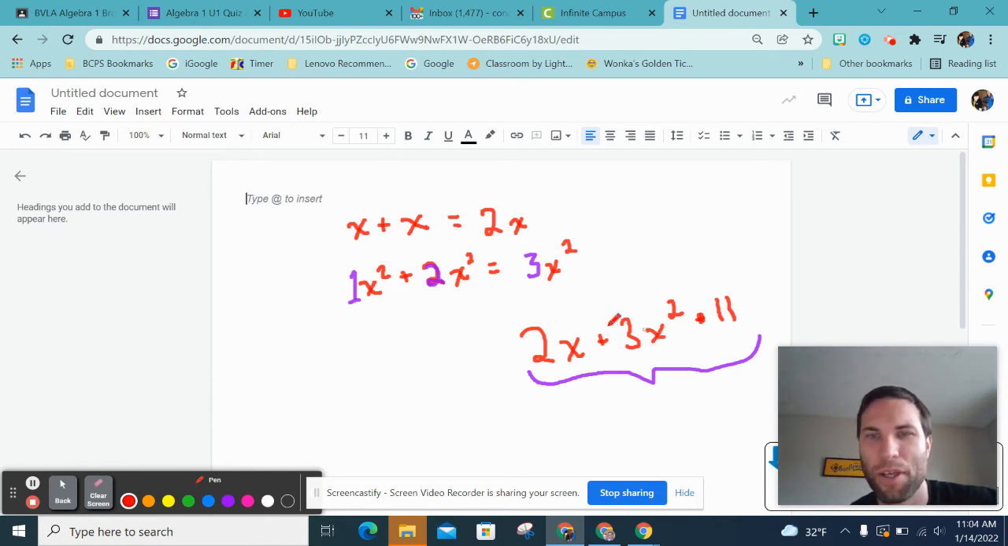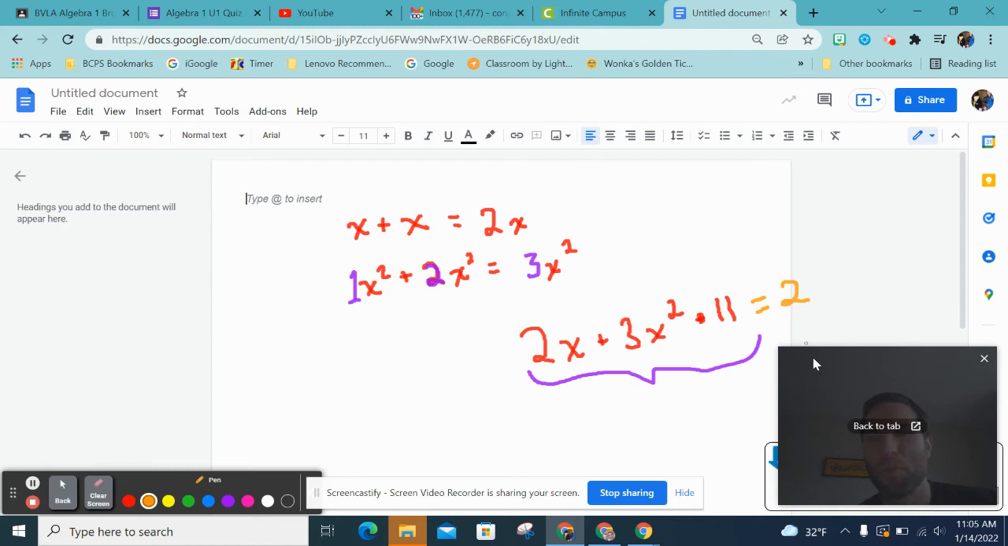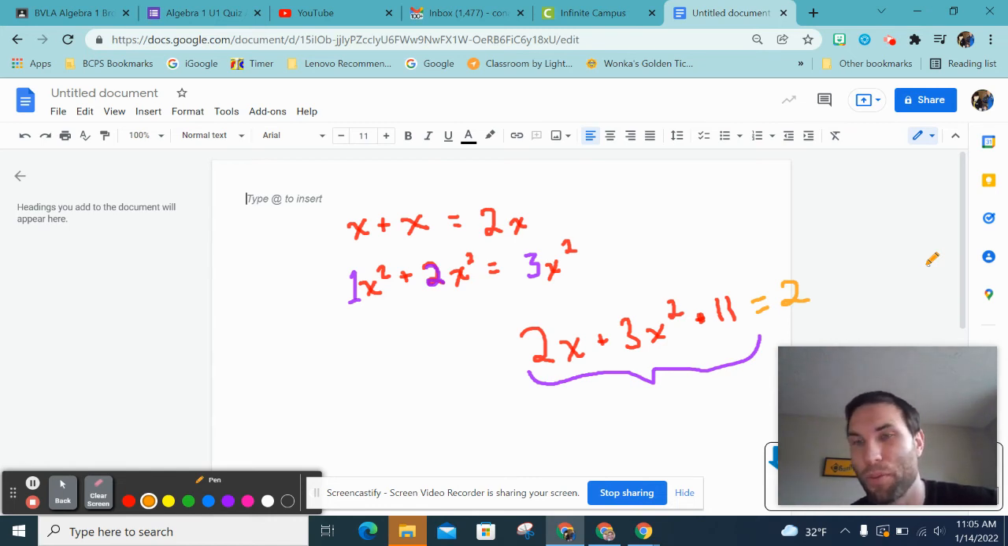But this is an expression. What you won't have in the quiz is an equation. An equation would have an equal sign. And you won't have to solve in the quiz, because there's no equal sign. And if you don't have an equal sign, you're not solving. You can simplify it, but you can't solve it. And so none of your answers are going to have an equal sign. We're not solving in this quiz.